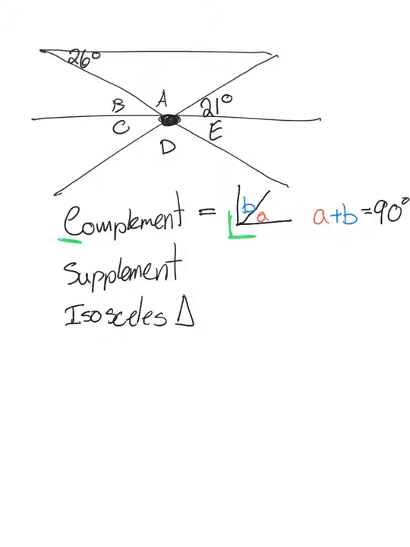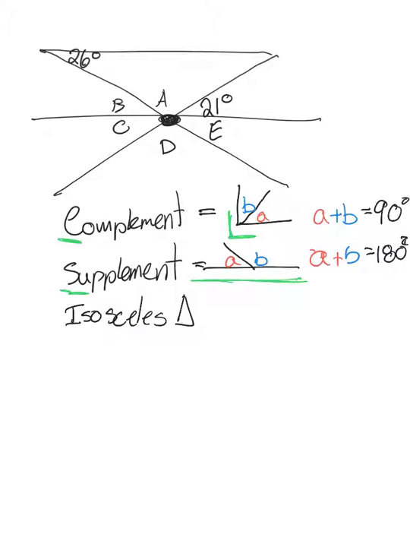And a supplement angle, if you think C is for corner, well then S is for straight, with A and B having to add up. A plus B has to equal 180 degrees. And you could remember that, like I said, by S means straight.